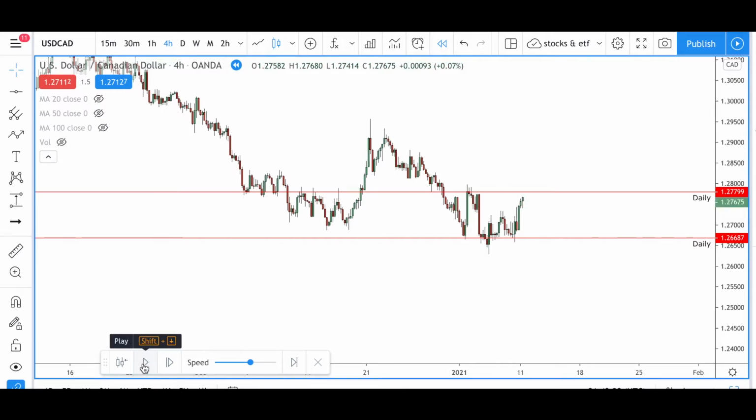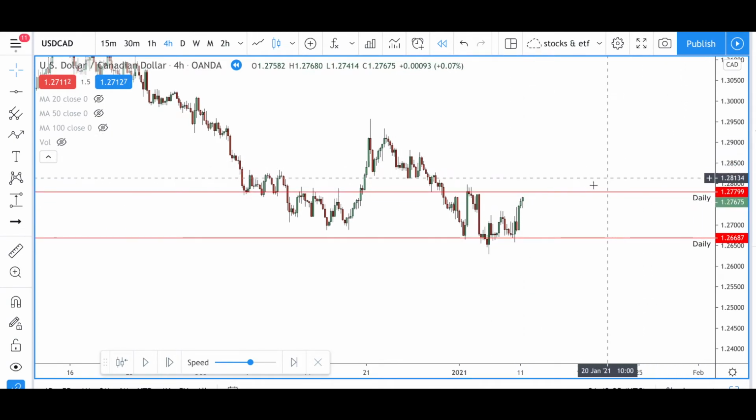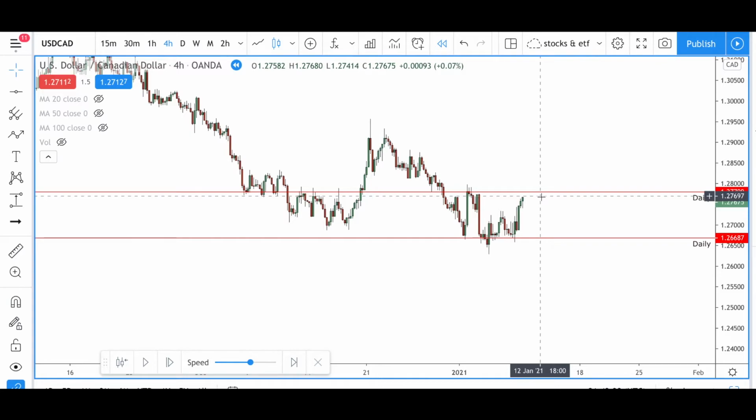And price eventually began to rise into my area of resistance. Now remember, my bias is short. So as price moves into this area, I'm only looking to take shorts on. Now I could be wrong. Price could break through this previous lower high here and continue on to this area of resistance, but we don't know.